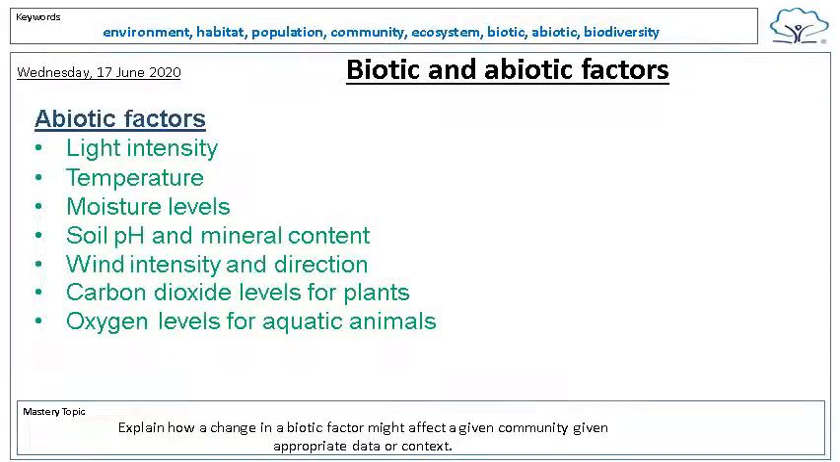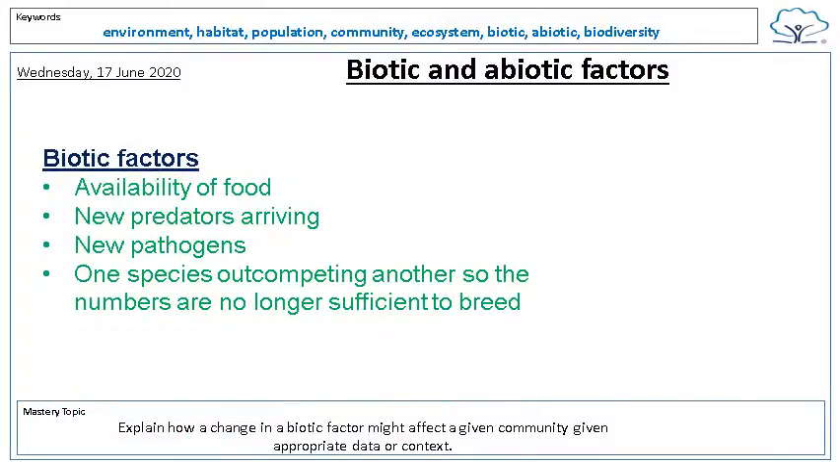So compare this to the list I've got, because abiotic factors are slightly more difficult to get your head around. So the more complicated ones there would be the carbon dioxide levels for plants. And you should identify that that's needed for photosynthesis. And oxygen levels for aquatic animals as well is important. We've already talked about the biotic factors, but if there is any you missed, any that you think you wouldn't remember, please write them down.